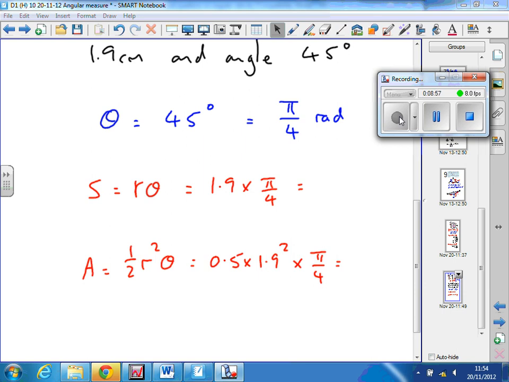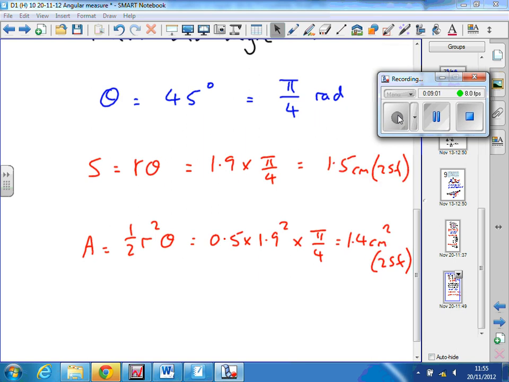So if you just put those numbers into the calculator, we get an arc length of 1.5 centimetres and an area of 1.4 square centimetres to two significant figures. Okay? You'll be asked to use formulae like that. Certainly you will in the assignment.